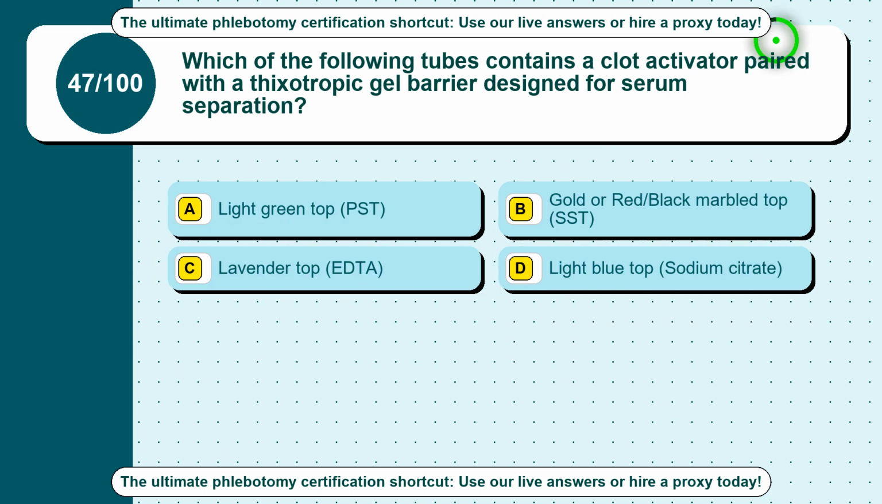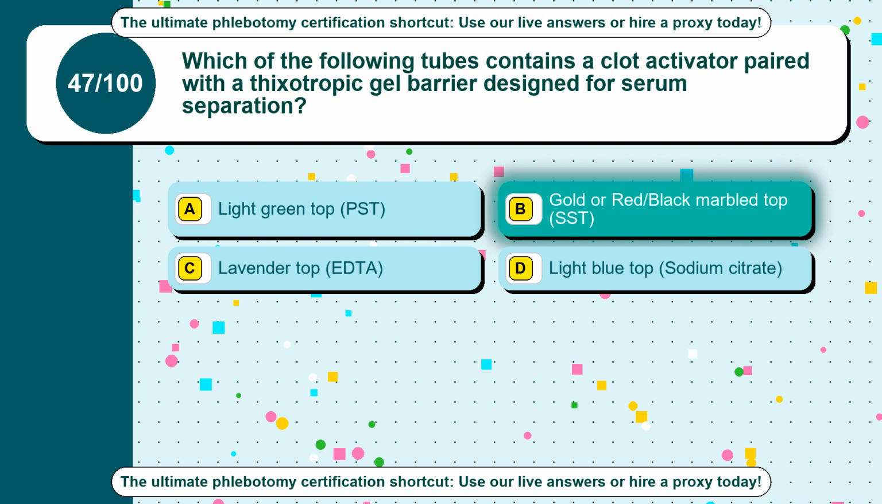Question 47. Which of the following tubes contains a clot activator paired with a thixotropic gel barrier designed for serum separation? Option A, light green top, PSD. Option B, gold or red/black marbled top, SST. Option C, lavender top, EDTA. Option D, light blue top, sodium citrate. The correct answer is option B, gold or red/black marbled top, SST.